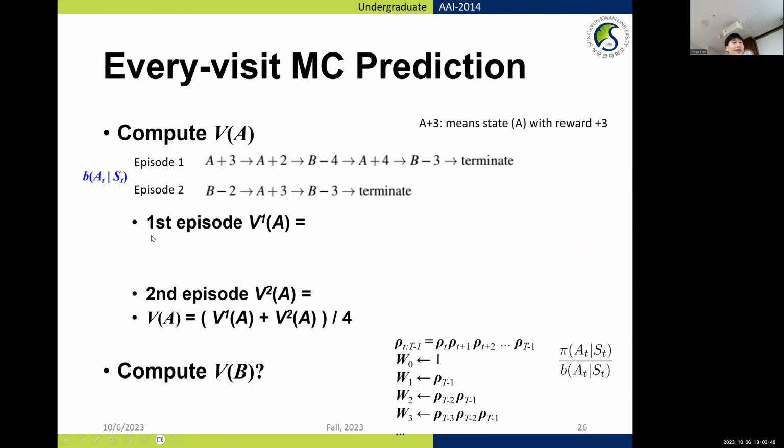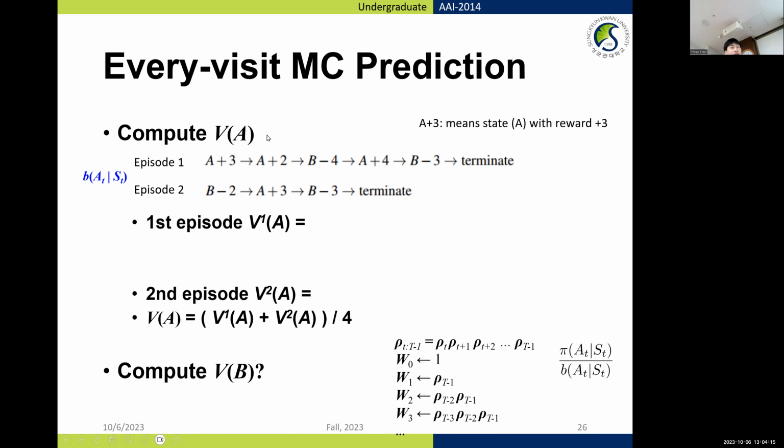Now we want to calculate the VA. I use the subscript 1 to represent episode 1, then V subscript 2 represents the second episode. Now we are considering every visit.